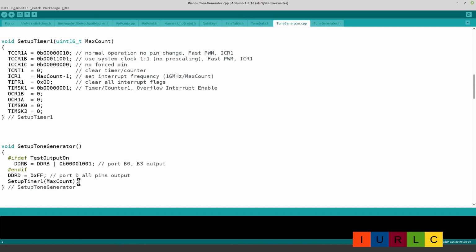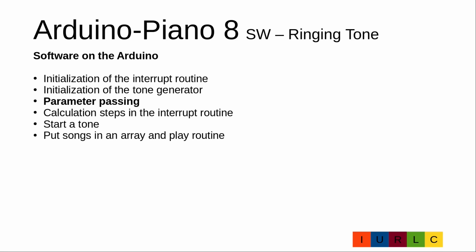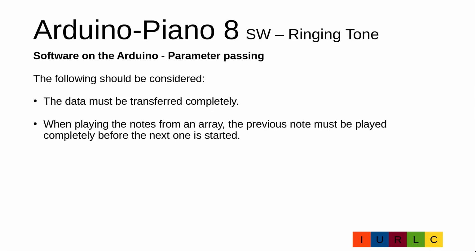Max count is 550. We continue with the parameter passing problem. The following must be considered. The data must be transferred completely to the tone generating interrupt routine, and when playing notes from an array, it must be ensured that the actual note is played completely before starting the next note.